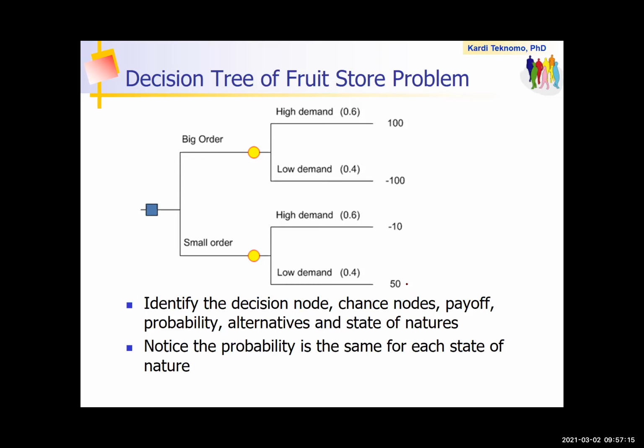Can you see that the high and low demand probabilities for big order and small order are the same distribution? But actually, you don't need to make them the same. For big order and small order, the high demand and low demand probabilities can be different if you use a decision tree. But if you use a table, this is a little bit difficult to change.